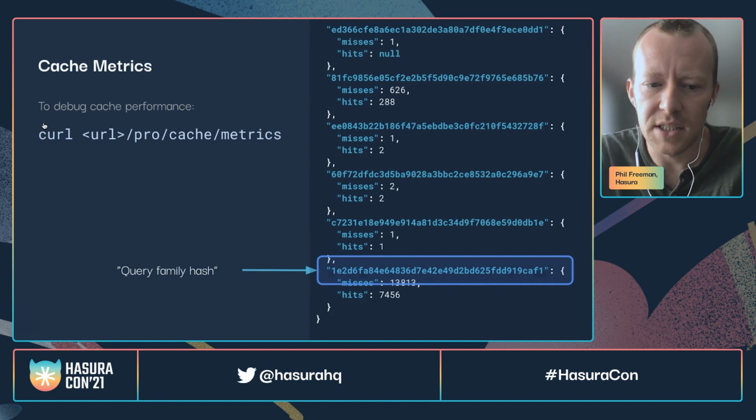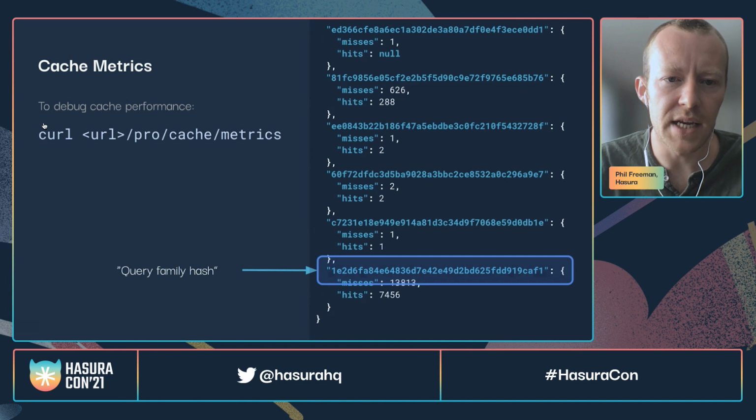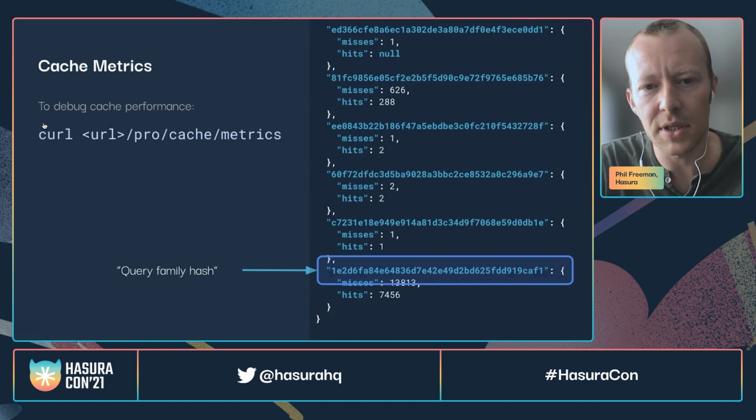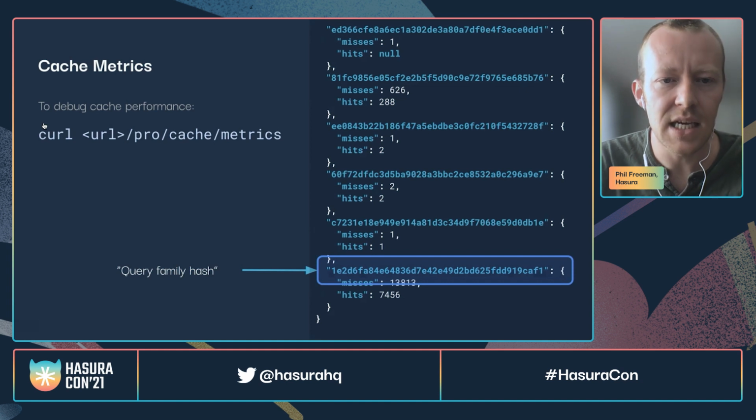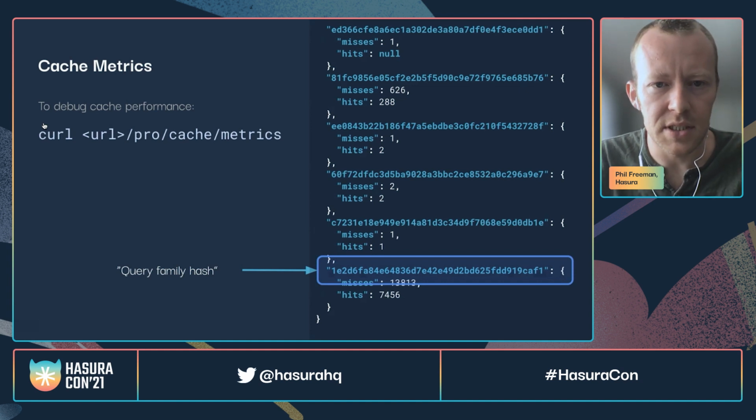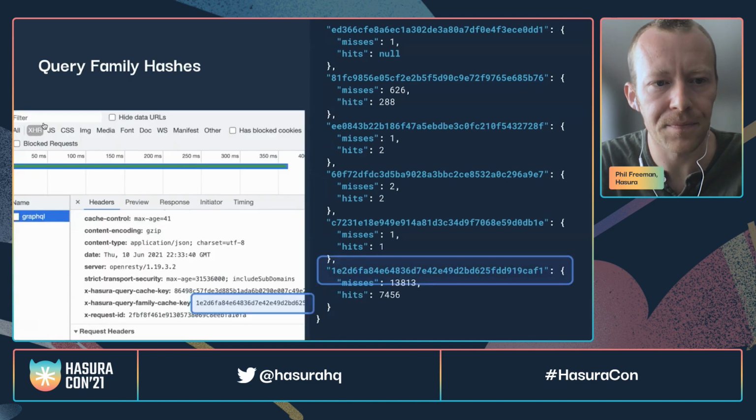So instead, these are what we call the query family hashes. These are a coarser-grained hash of roughly the same inputs to the cache key. For example, queries that have the same AST, but different variables substituted into the AST, end up in the same bucket. Those won't get a different query family hash, even though they would get different cache keys.